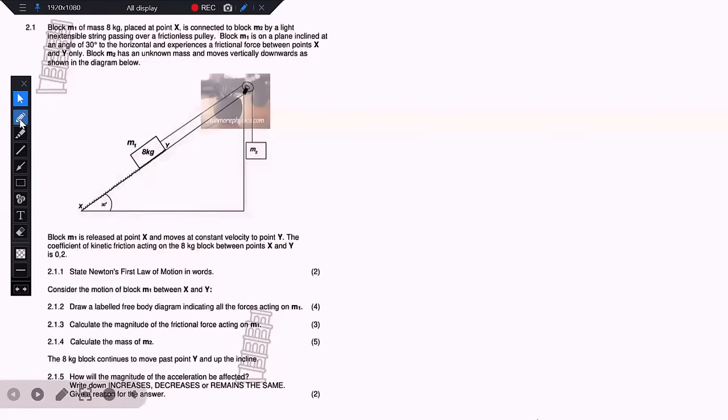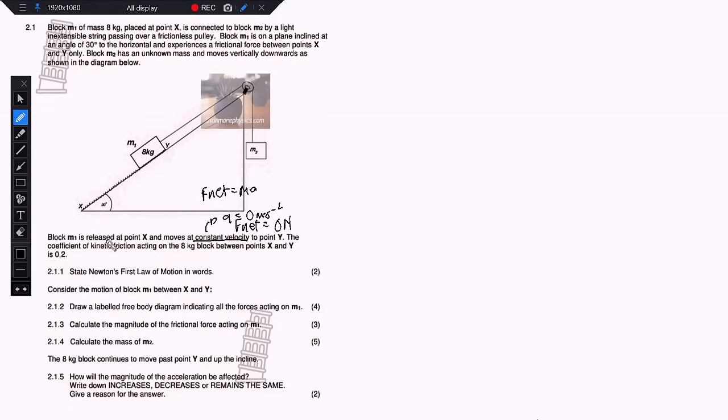And then right there below the diagram, we have yet another statement. It says block M1 is released at point X and moves at constant velocity. So note that whenever we see this keyword, I always made you note that it means that acceleration is 0 meters per second squared. But then because of this formula, F net is equal to m times a, which is the Newton's second law formula, we know that if acceleration is 0, then it follows that our F net should be 0 newtons as well, right?